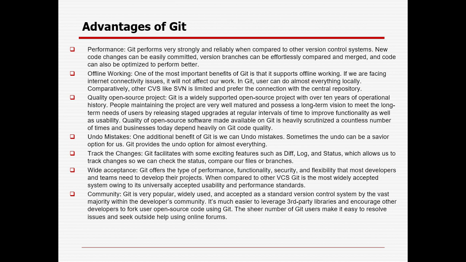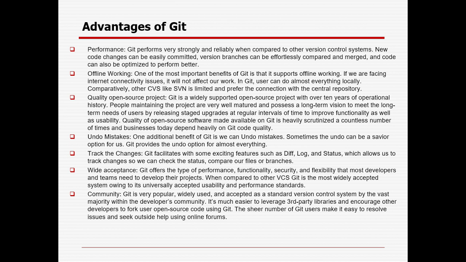Offline working. Git does not follow the central repository concept, the central version control system concept. It is a remote one, right? So definitely you can work offline also. One of the most important benefits of Git is that it supports offline working. If we are facing an internet connectivity issue, it will not affect our work. In Git, a user can do almost everything locally. Comparatively, other CVS like SVN are limited and prefer connections with the central repository.